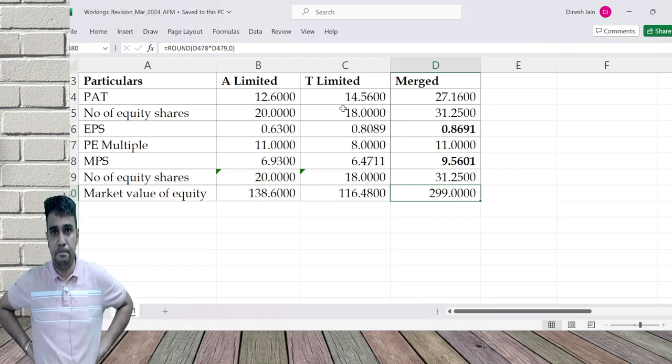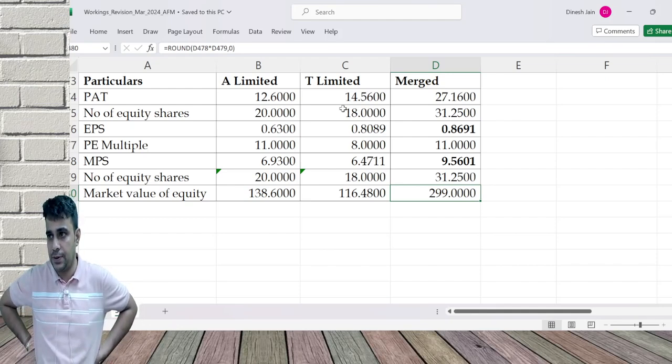Clear? Any doubts on this? The base computation. Any doubts on the base computation? Can I proceed? Done.